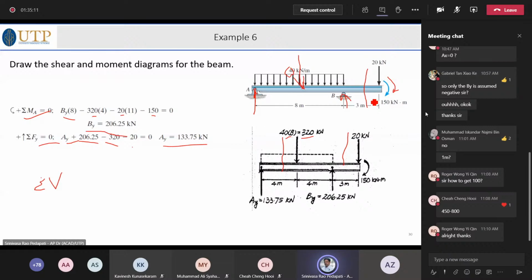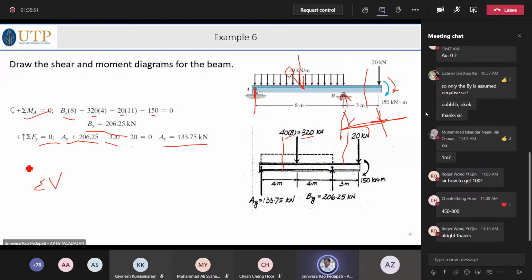Can anybody tell me what is the shear force acting in this region, between B and the end point? That means between the 3 meters length. What is the shear force? Shear force is 20 kilonewton acting downwards. Acting downwards is positive on the right hand side. That's what we follow. So you can say shear force is 20 kilonewtons in this region.